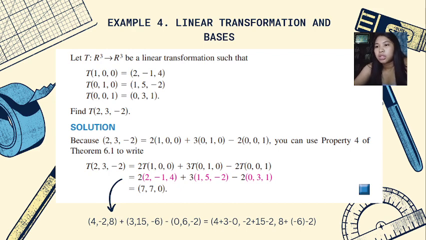Next numbers is negative 2, 15, and 6. So that would be equals to 7 as well. Next, for our last numbers, that will be 8 plus negative 6 minus 2. So that would be 0. So that is how we solve for its linear transformation.